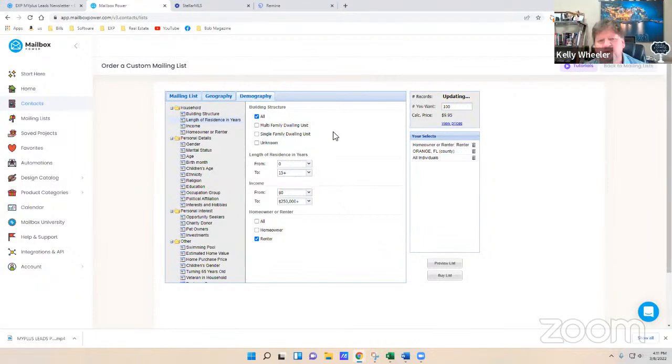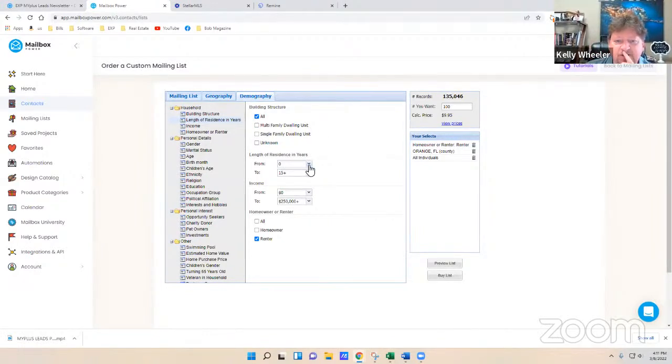I'm going to leave the multifamily, single family, and unknown unchecked, because you're going to have people that are renting homes in actual subdivisions. You're going to have people that are renting in apartment communities, condos, townhomes. So we want to cover everybody. So right now it's dropped to 135,000.